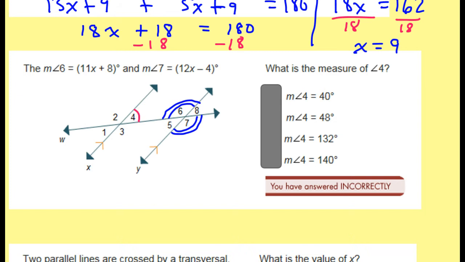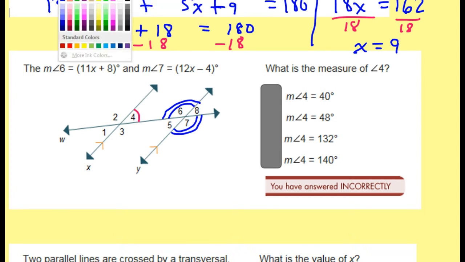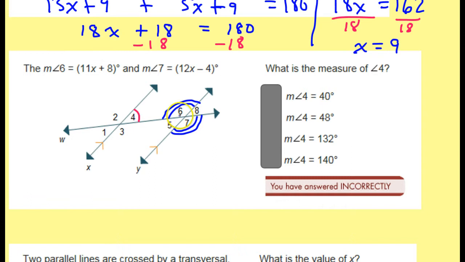So let's figure that out. First of all, we can make an equation out of these obtuse angles. These should be equal to each other. So that means 11x plus, you know what, I feel like doing it the other way around. That means 12x minus 4 should equal 11x plus 8.